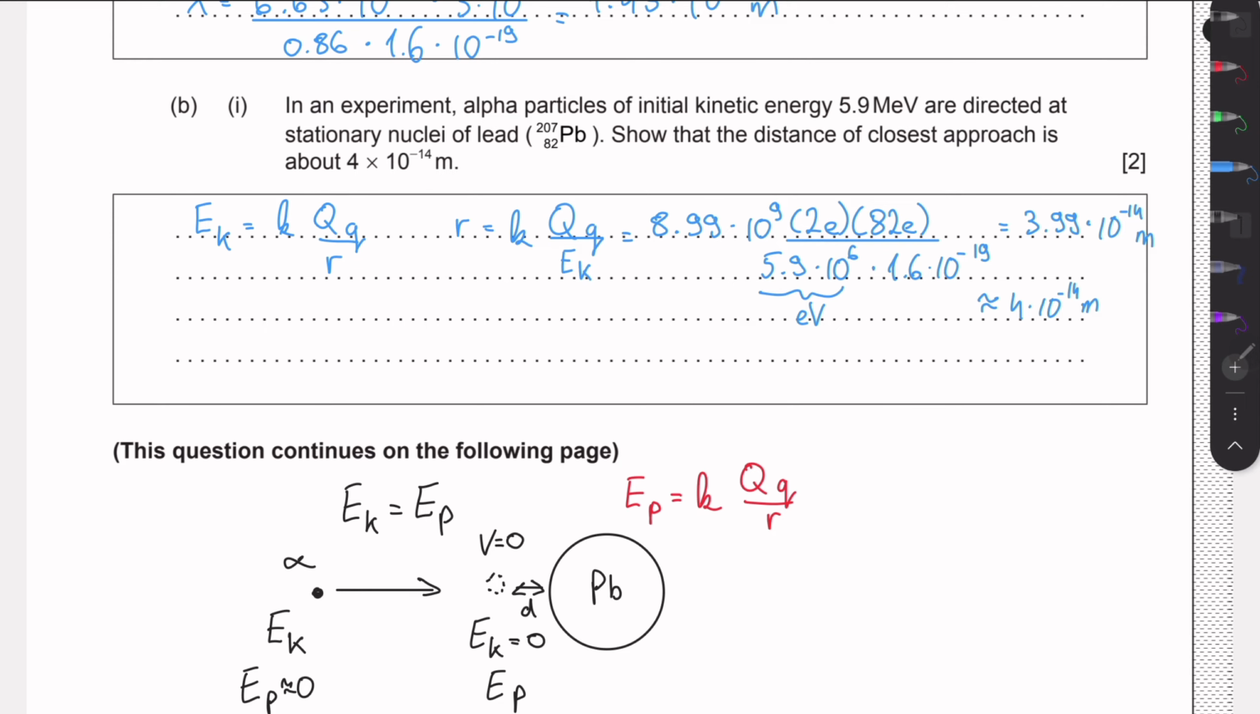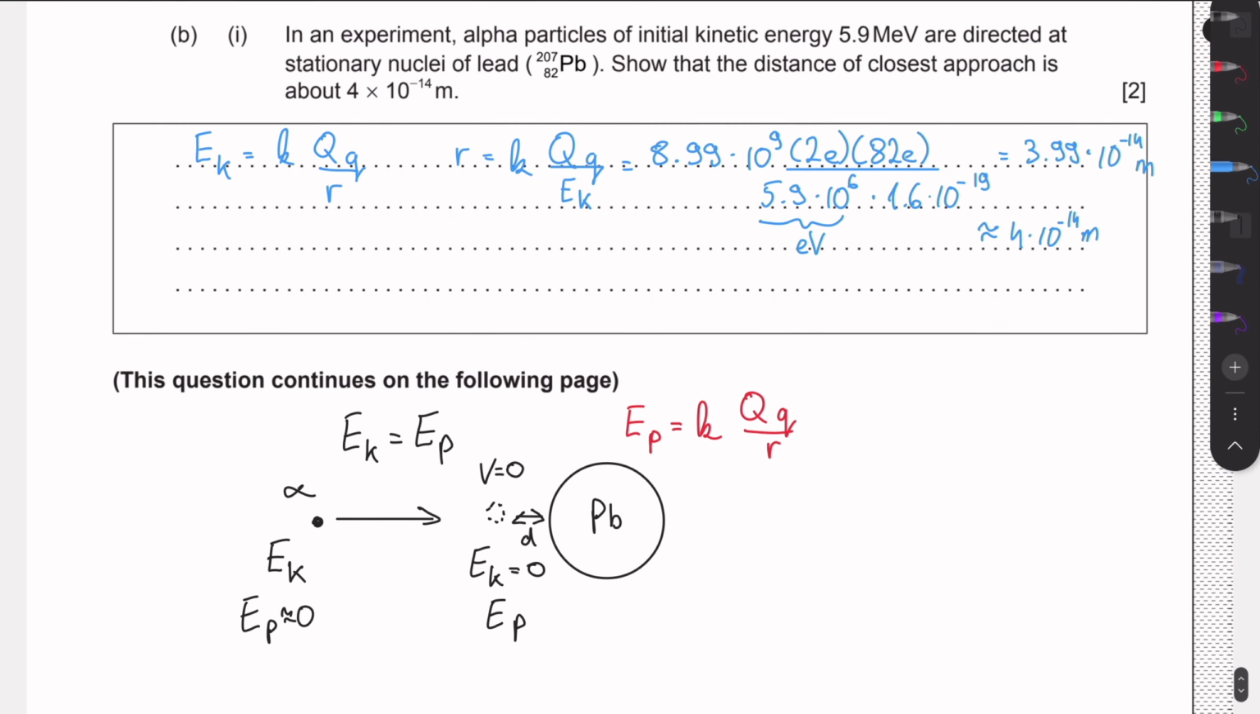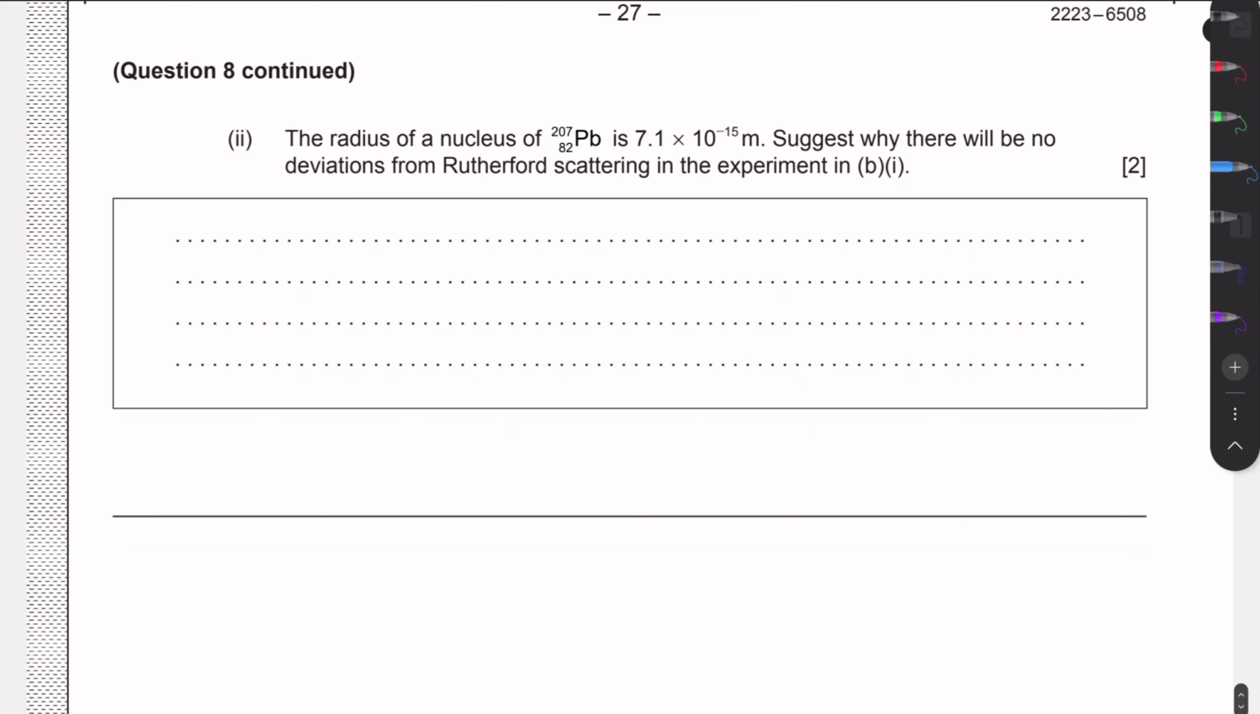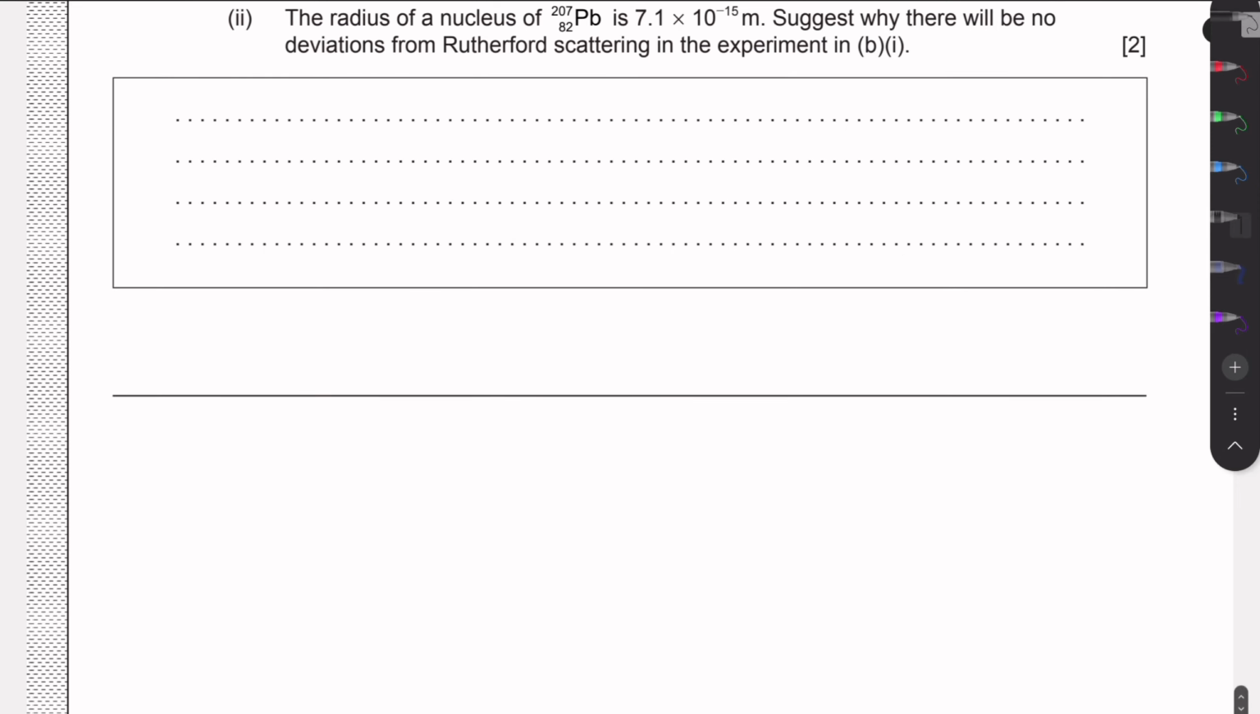All right. And then the last question in this paper, we are told that the radius of this nucleus is 7.1 times 10 to the minus 15, and we need to suggest why there will be no deviations from the Rutherford scattering experiment. Well, first let's discuss why there could be a deviation, like why these deviations might occur.